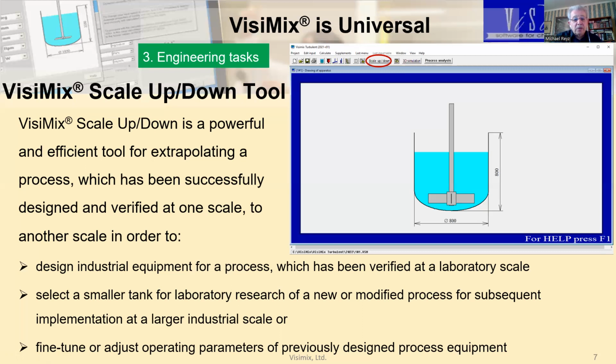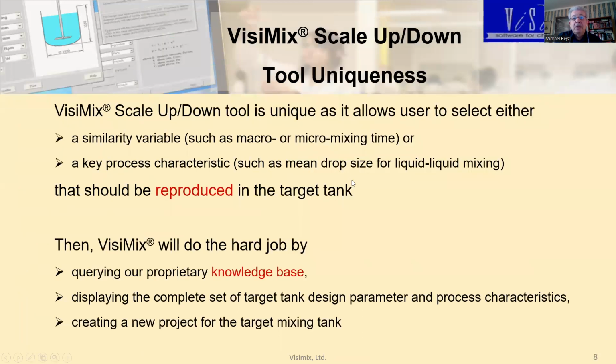powerful tool. This tool is powerful and efficient for extrapolating a process which has been successfully designed and verified at one scale to another scale. In order to design industrial equipment for a process which has been verified at laboratory scale, select a smaller tank for laboratory research of a new or modified process for subsequent implementation at a larger industrial scale, or fine-tune or adjust operating parameters of previously designed process equipment. All of these important tasks can be accomplished using this tool.